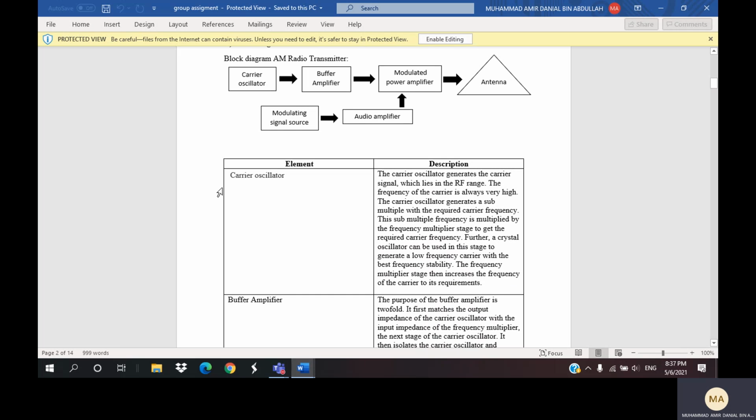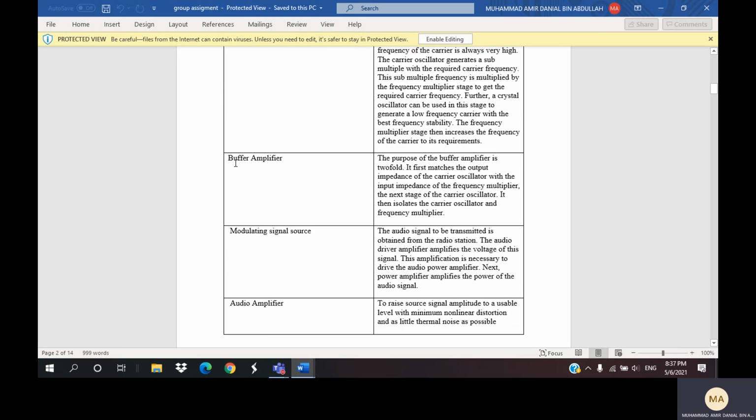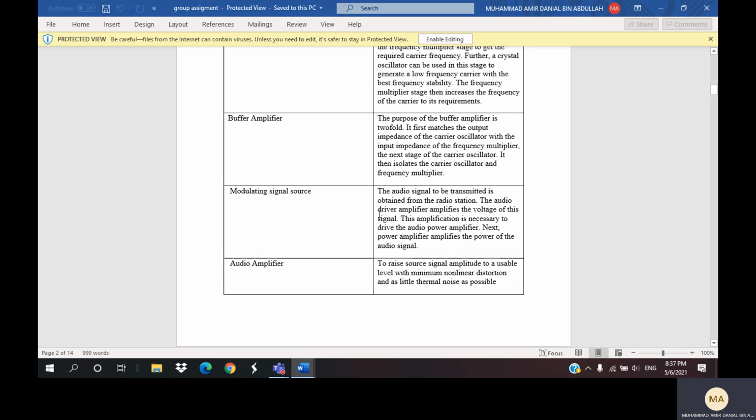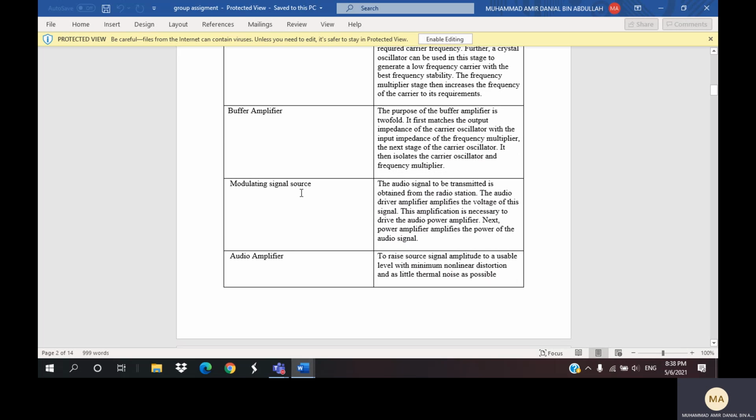Then we explain that carrier oscillator is the carrier signal which lies in the RF range. The frequency of the carrier is always very high. Second, we have buffer amplifier. The purpose of buffer amplifier is twofold. It is to match the output impedance of the carrier, and to isolate the carrier oscillator and frequency multiplier.